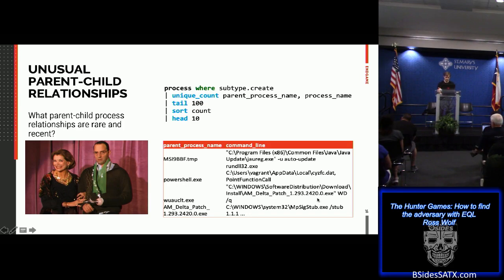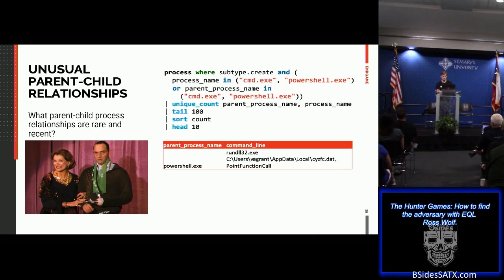Let me get the pointer back quick. One thing is looking for what are new parents and children of PowerShell. Like there's PowerShell running rundll32 with the .dat file with a random name and then some entry point that we don't know. So that brings up an interesting point: maybe we could target this a little bit better and say, what are new parent and child processes of PowerShell. And now all of a sudden all that noise went away and you got this thing that sticks out because this PowerShell had never spawned this before.